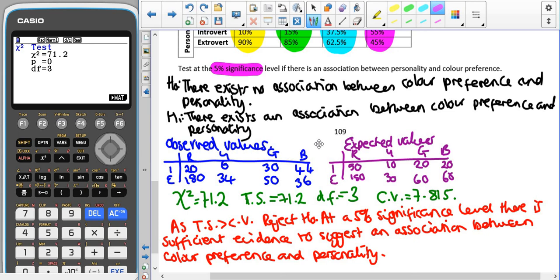So next we're going to have a look at why we have to write the expected values table down before we write down the chi-squared value in our pooling video.